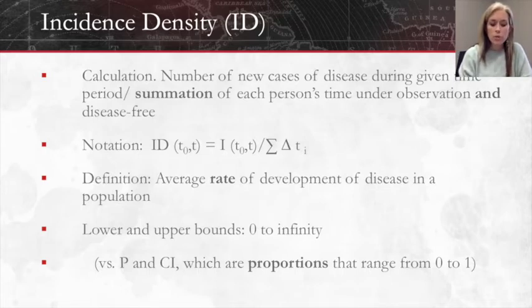Now here's the thing, when you look at the bounds of this number, incidence density rate can run from 0 to infinity, whereas proportions run from 0 to 1, okay? So for example, 80% as a percentage or a proportion is 0.8, right? So prevalence and cumulative incidence are proportions, and they run from 0 to 1, okay, so from the lower to upper bounds, but incidence density rate can go from 0 to infinity.